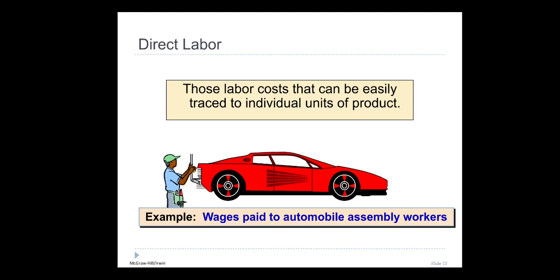The janitors, the security guards, the supervisor in the factory, so these workers, they are not direct laborers. Direct laborers are only people who are involved in the assembly or the preparation of the product.